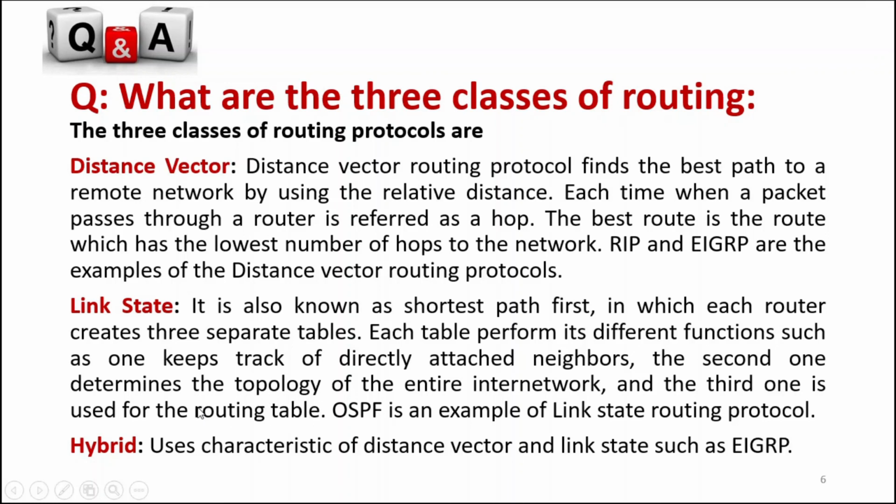Hybrid uses characteristics of both distance vector and link state, such as EIGRP. Here EIGRP combines them. EIGRP mixes the characteristics of link state and distance vector, blending the advantages of distance vector and link state together in one routing protocol called EIGRP.